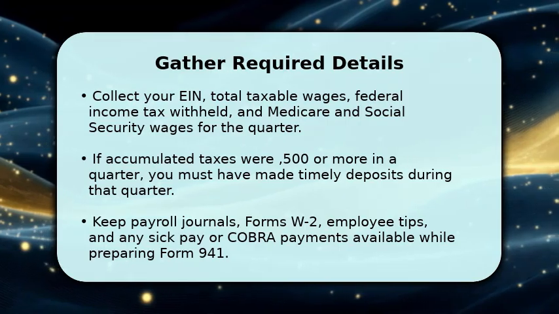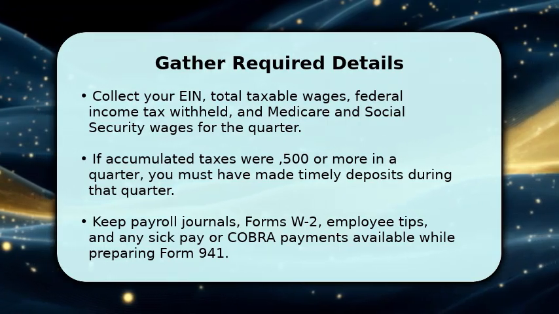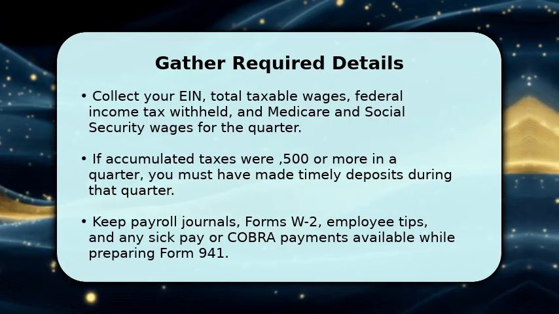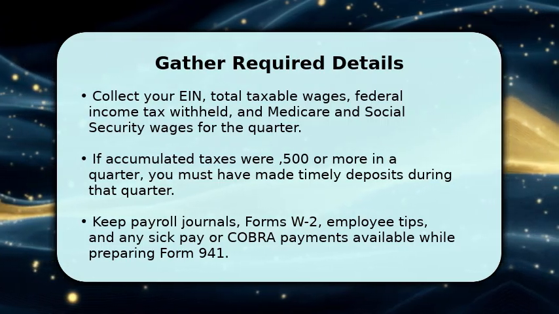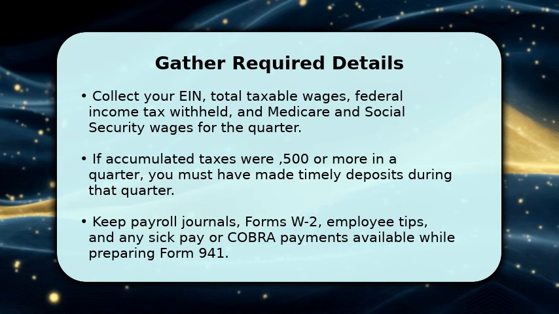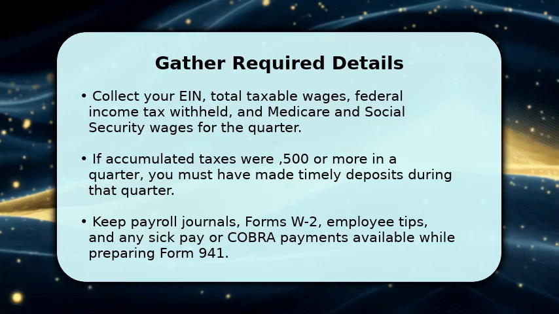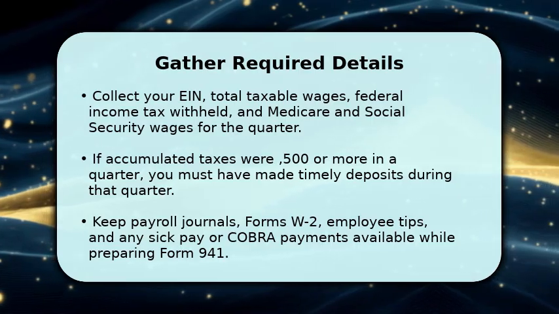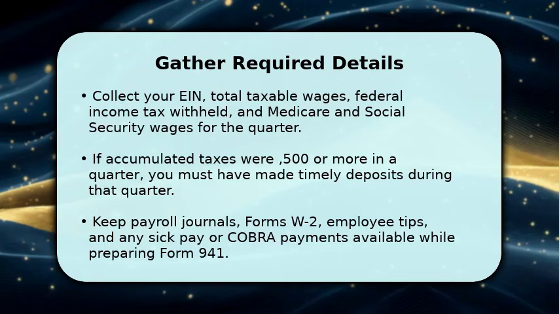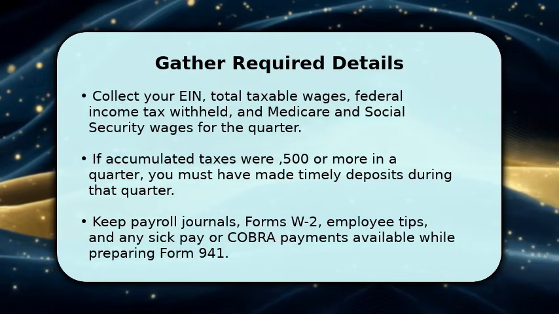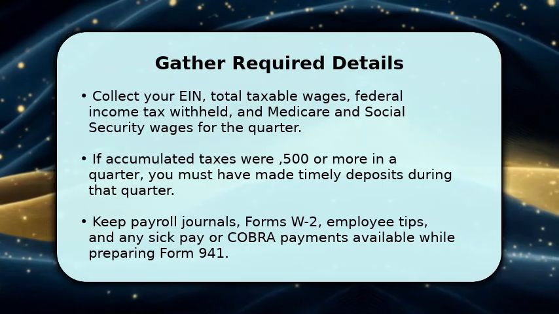Determine employer and employee share of Social Security and Medicare taxes and any adjustments such as sick pay, COBRA, or qualified leave credits. Check deposit history. If accumulated taxes were $500 or more during the look-back period or quarter, timely deposits were required. Otherwise, you may pay with the return. Have Forms W-2, payroll journals, and deposit receipts on hand to verify figures.